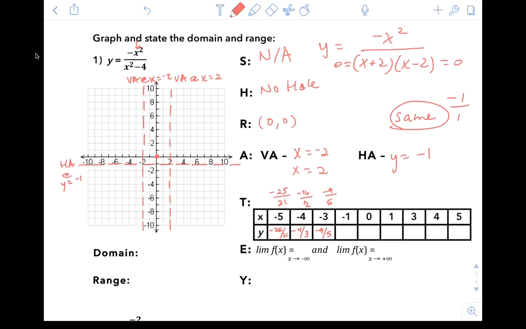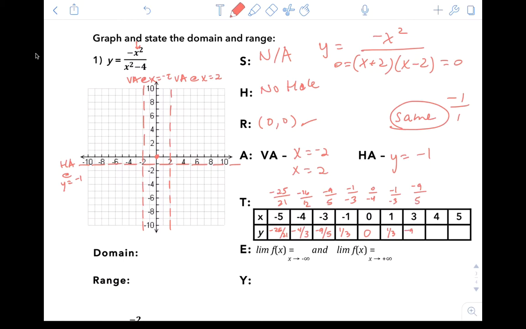Negative 1 squared. Notice that I don't have the 2 because that's the vertical asymptote. Negative 1 squared is 1 with the negative kicking it back. Negative 1 squared is 1 minus 4 is 3. Positive 1/3. 0 over anything, in this case negative 4, is 0. And we already knew that because that was our root right there. 1 squared is 1 with the negative kicking it to negative. 1 squared is 1 minus 4 makes negative 3. 3 squared is 9 with the negative in front. 3 squared is 9 minus 4 is 5.